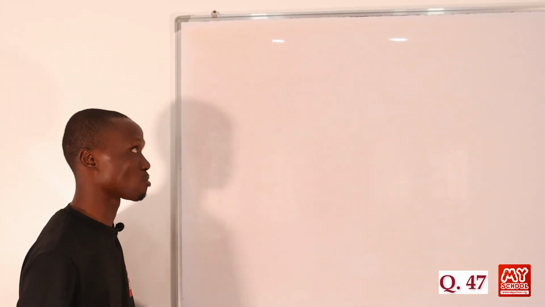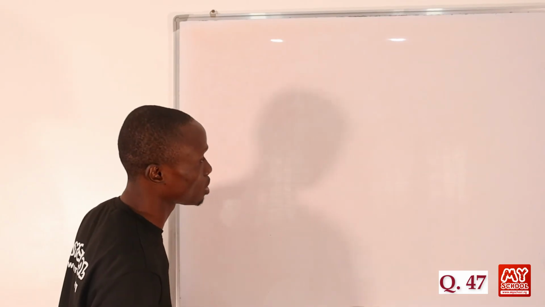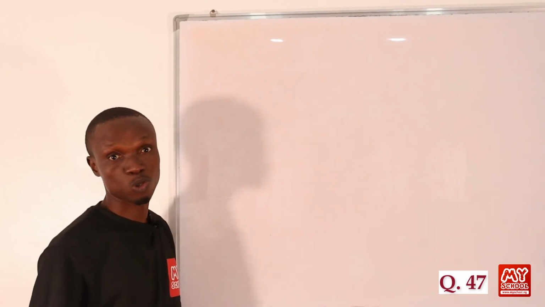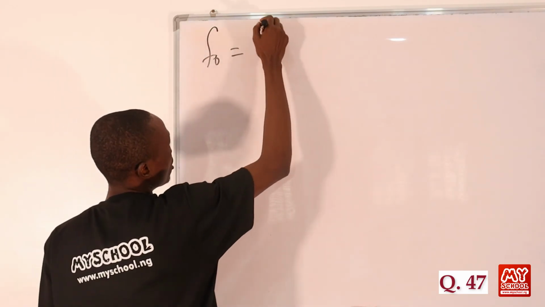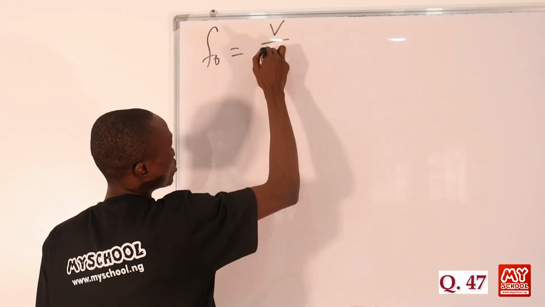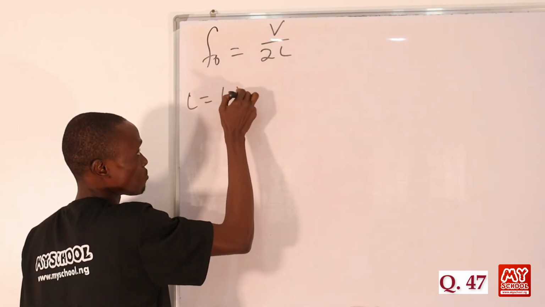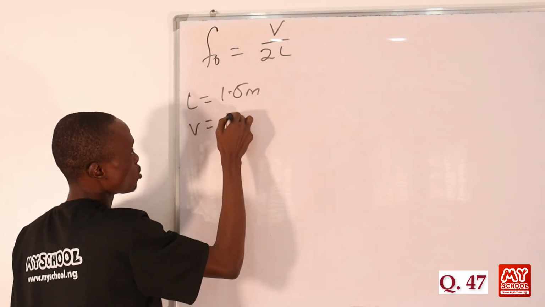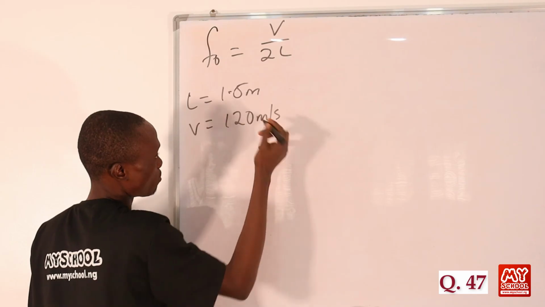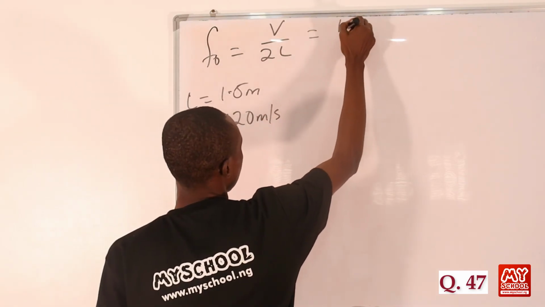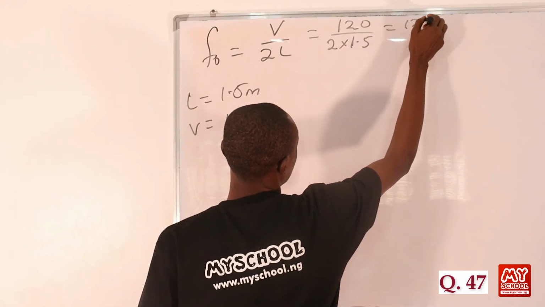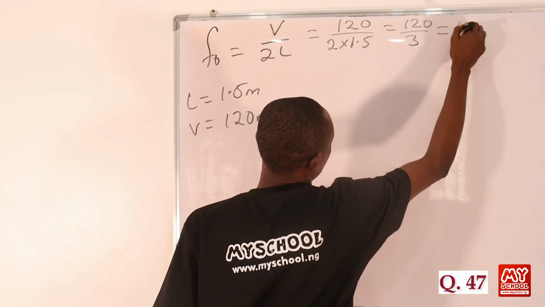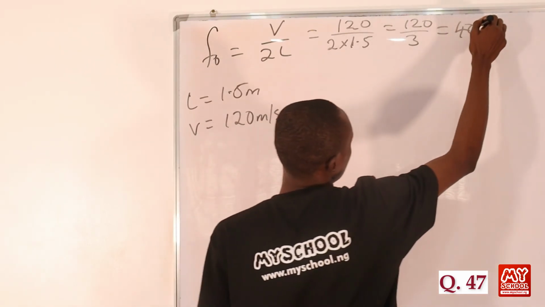So here we are talking about vibration in a string, right? So for vibration in a string, the fundamental frequency happens to be equal to the first harmonics, right? And fundamental frequency F0 is given as V all over 2L. So in this case, L is equal to 1.5 meter, while V is equal to 120 meter per second, right? So we just substitute our value. So you'll be having 120 all over 2 times 1.5, which is 120 divided by 3, and that will be equals to 40 hertz.